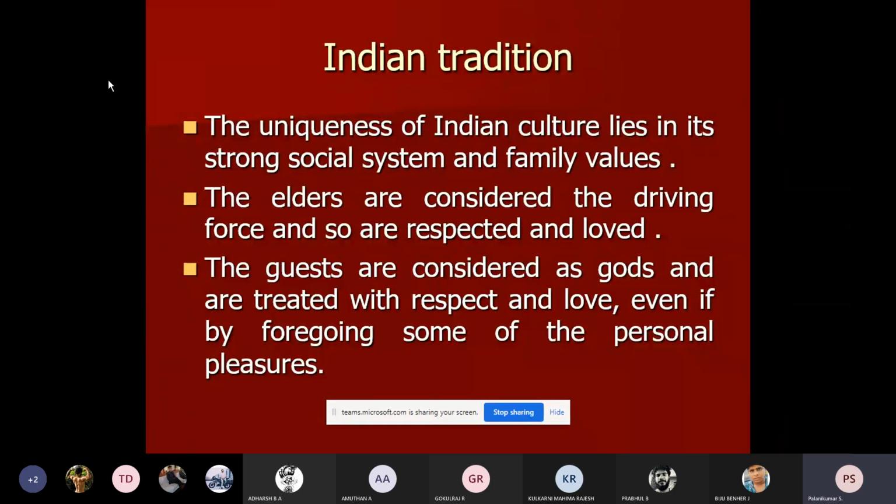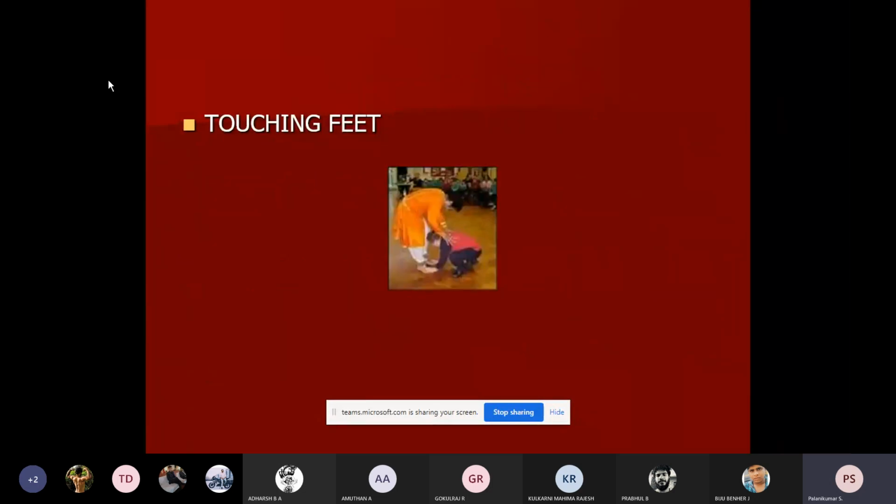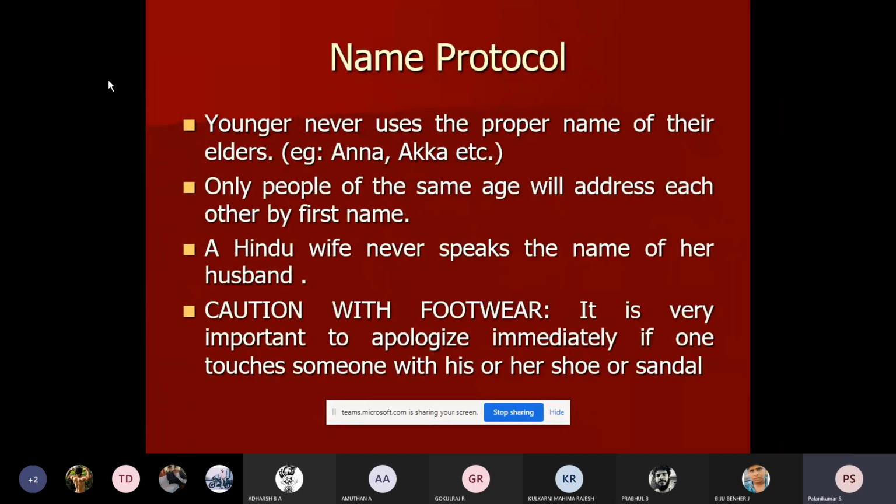Guests are considered as gods and are treated with respect and love, even by foregoing some personal pleasures. That is the Indian tradition, especially when we meet elders, touching their feet, and when we use names. In Western culture, even brothers, sisters and siblings call each other by name only, and wherever they go outside also, they call with a name only.